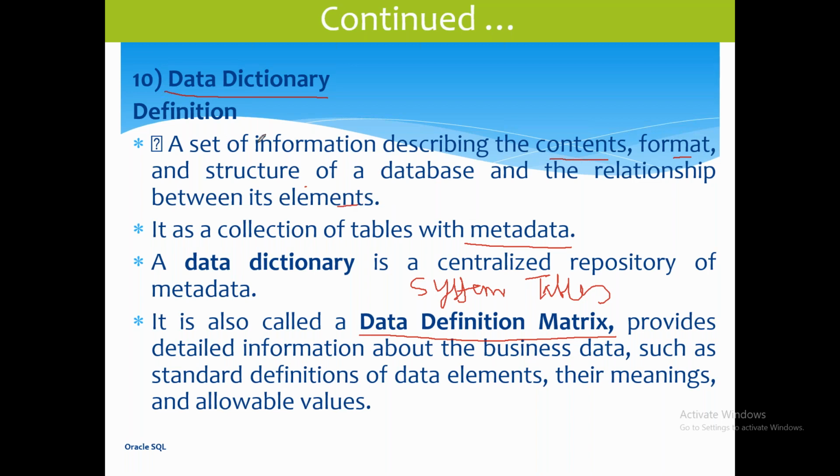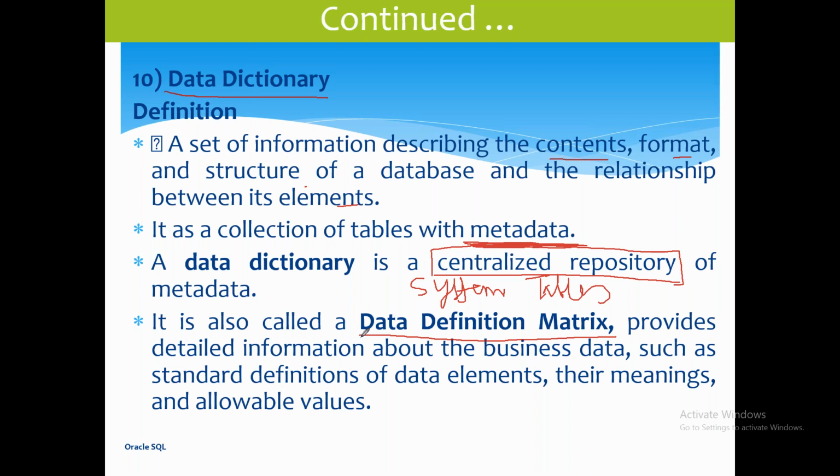Those informations are described in this data dictionary, meaning some tables are there in which it is mentioned. So this is a collection of tables with metadata. Metadata, data about data, is called metadata. More information about data is called metadata. So it gathers the information about the metadata. This is just a centralized repository. All kinds of schemas, tables, and everything will be placed here with summary information, which is centralized.